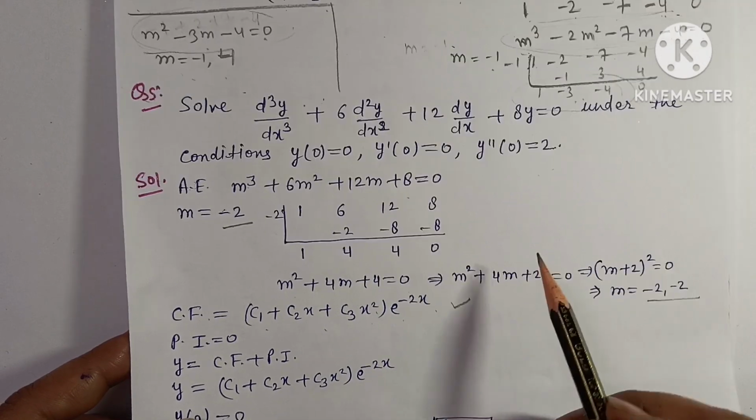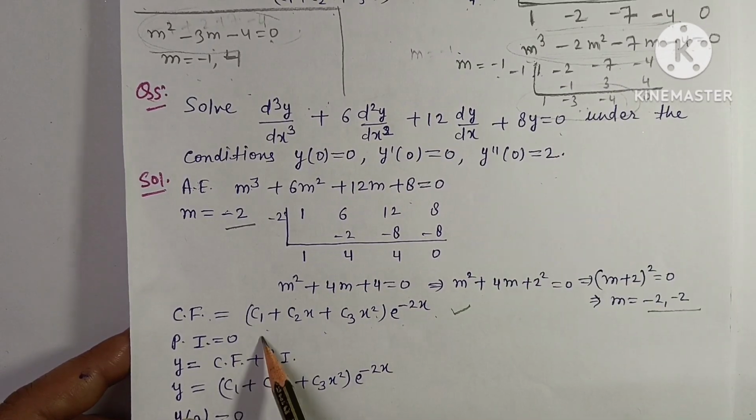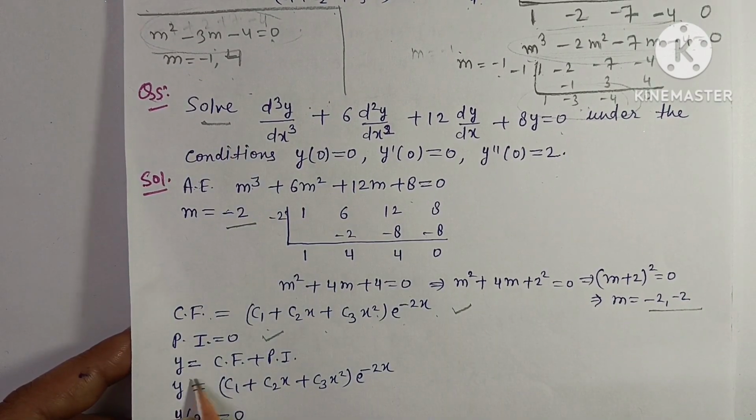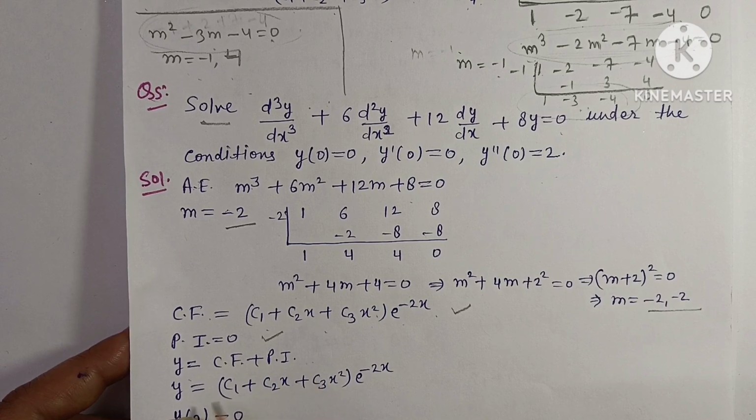This is CF. Right side is 0, therefore PI is 0. Here it is written as solve. So this means I have to write y equal to CF plus PI. PI is 0, so y is this.